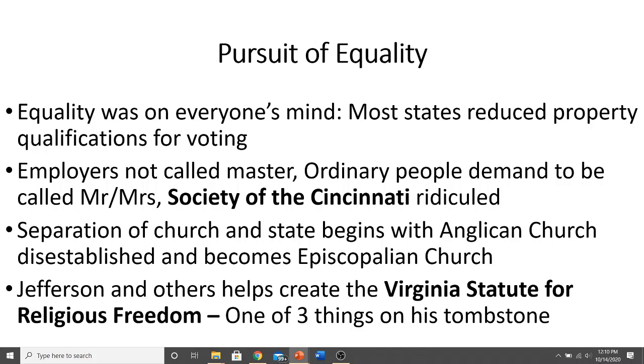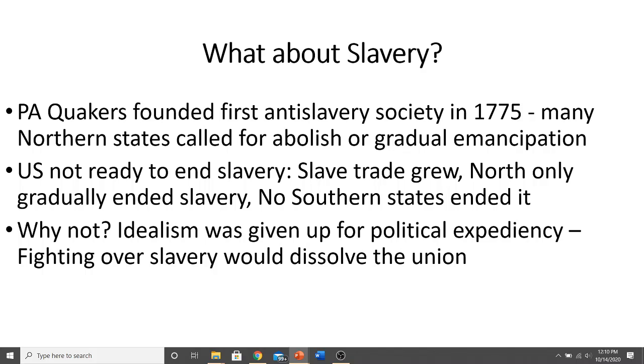Thomas Jefferson helps lead this charge in Virginia and other states by creating the Virginia Statute for Religious Freedom, stopping them from having to pay taxes to any church body. So what about slavery? After all, if this is all about the equality of all men and that all men are treated equally, as Jefferson wrote, why doesn't slavery disappear?